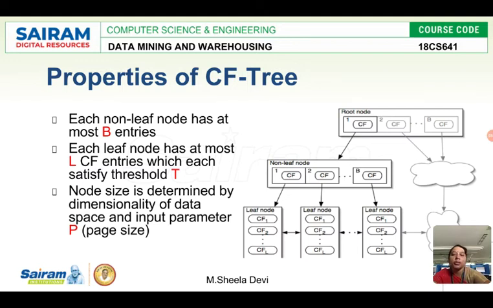The node size is determined by the dimensionality of the data. How are we going to determine the node sizes? With the help of the dimensionality of the data space and the input parameter P.